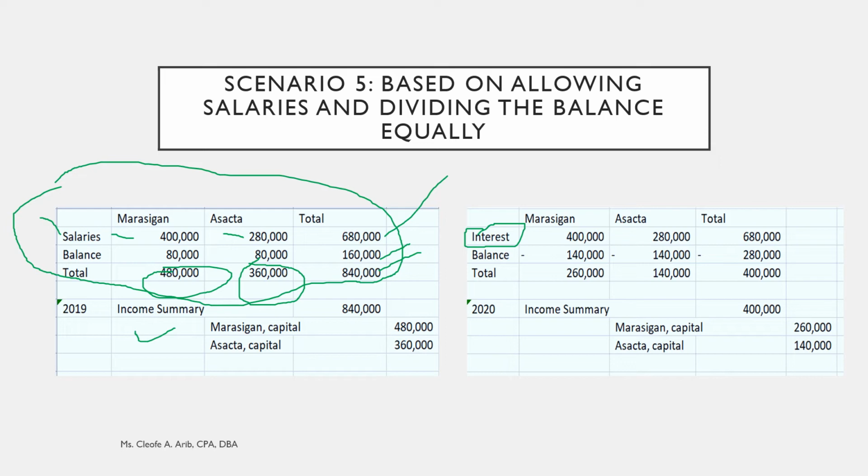So, how much salaries ulit yon? 400 and 280, a total of 680. And if you will prepare your table, nakasulat dito 400. So, sobra-sobra na yung binigay. Sobra ng magkano? 280. So, anong gagawin sa 280 is spread between Marasigan and Asakta equally. So, Marasigan for 2020 will get 260 and Asakta will get 140 out of the 400,000 income. And then you prepare your journal entries to record the distribution of your profit.